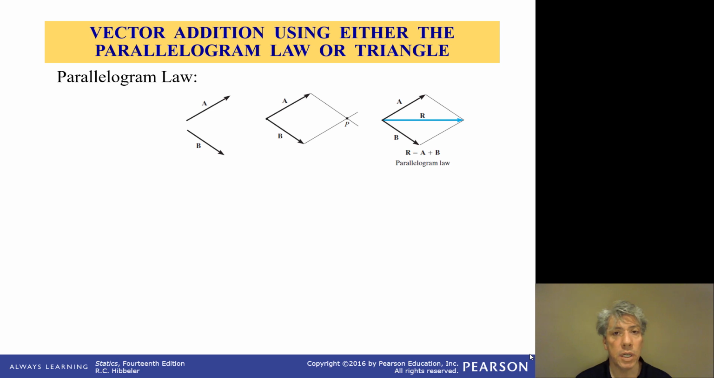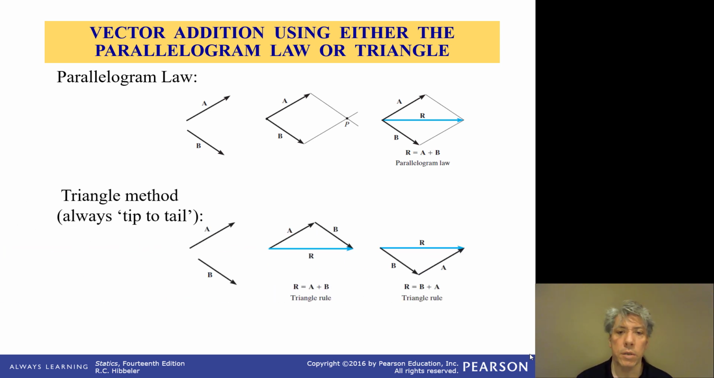Now, you might realize drawing lines is something you can do in any CAD package, so you can actually add vectors graphically in CAD if you like. So once you've drawn these 2 lines where they intersect at point P, simply draw a line from the tails of A and B all the way to point P, and that is the sum of vectors A and B. That's called the parallelogram law.